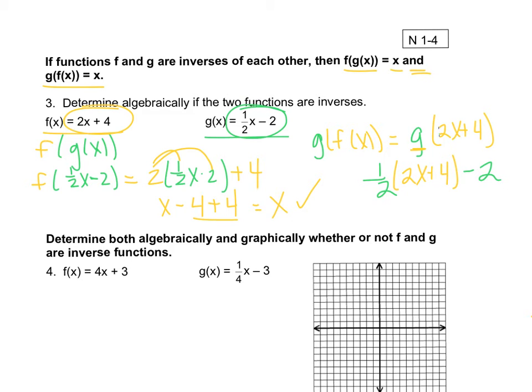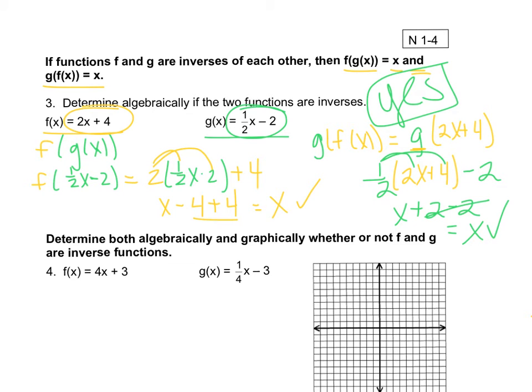So I'm going to go ahead and distribute. So a half times 2x is just an x, 1x. Half times 4, so half of 4 is 2. And then I need to bring down that minus 2. So notice 2 minus 2 cancels out, so we're just left with x. Remember at the top, we talked about how they both have to equal x. So since they both equal x, then we know these would be inverses of each other. So that's one way algebraically to determine if your two functions are inverses.